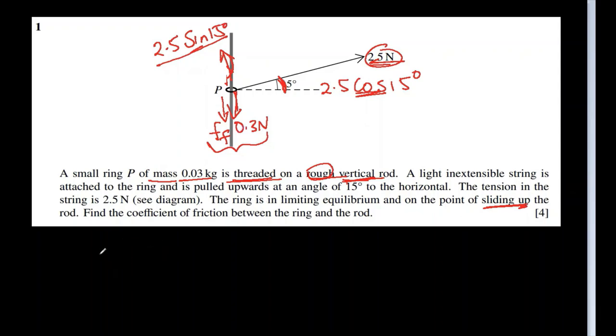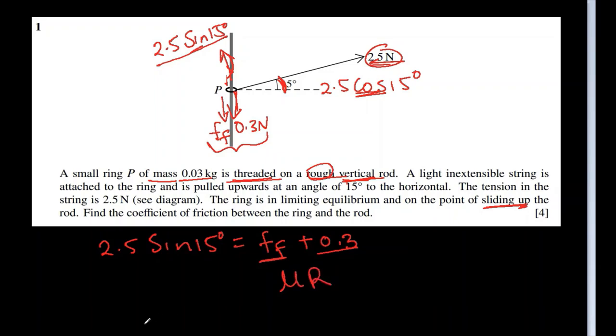So let's write it. 2.5 sine 15 equal to frictional force plus 0.3 newtons. Let's bring 0.3 newtons to the left side, and frictional force is equal to the coefficient of friction they're asking times the reaction force. So 2.5 sine 15 degrees minus 0.3 equal to mu R. Okay, mu we have to find.